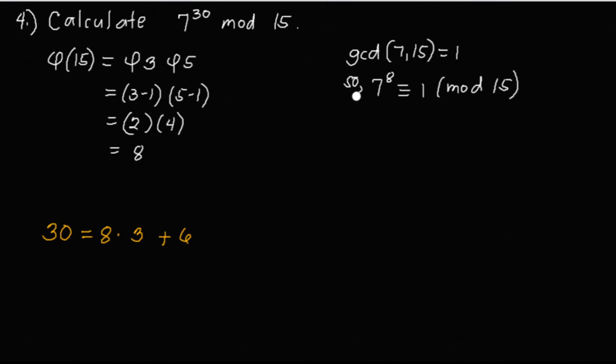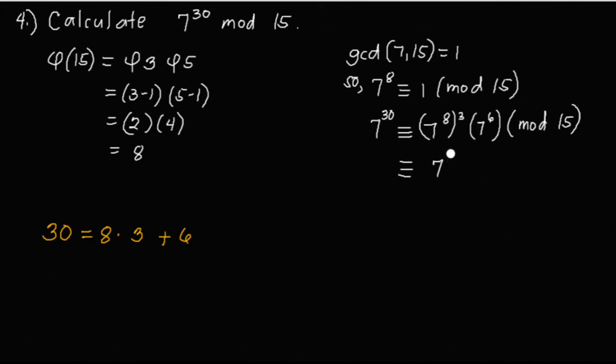Ibig sabihin, mayroon tayong dito 7 raised to 30. And we have here 7 raised to 8, and then i-raise natin ng 3, and then times 7 raised to 6, 'di ba? Then, mod 15. Now, so hindi na natin kailangan pahabain pa, no? 1 na ito, alam natin 1 na ito. So may iiwan na lang sa atin, that's using Euler's Theorem, is 7 raised to 6. 'Di ba? Pero ang laking number pa rin yan. Napakalaking number pa rin.